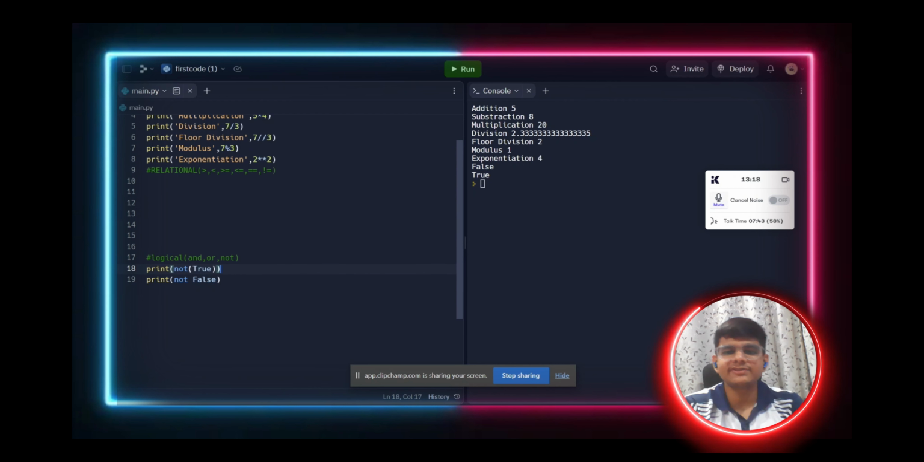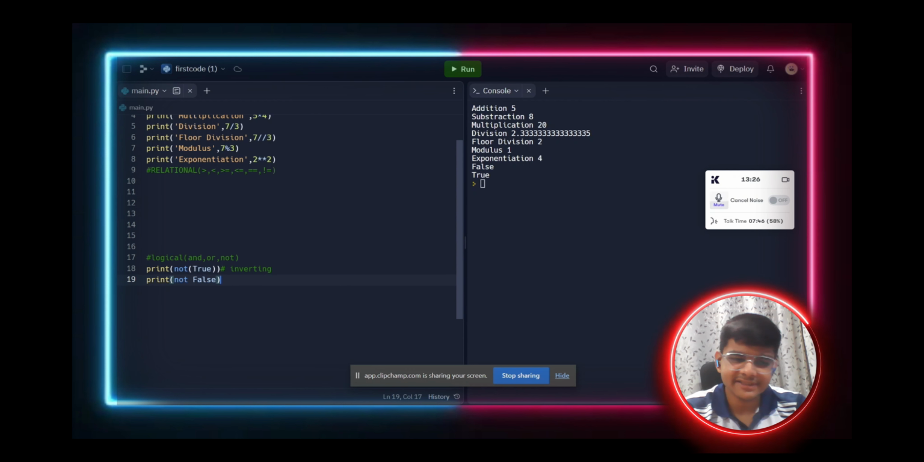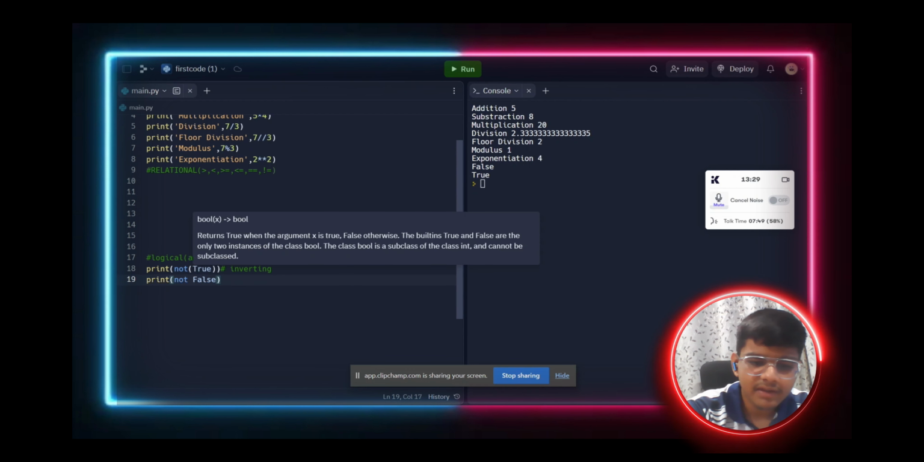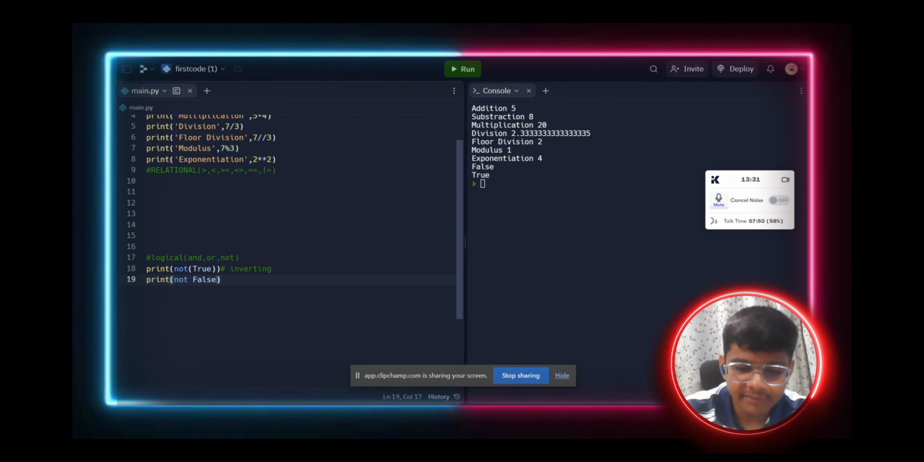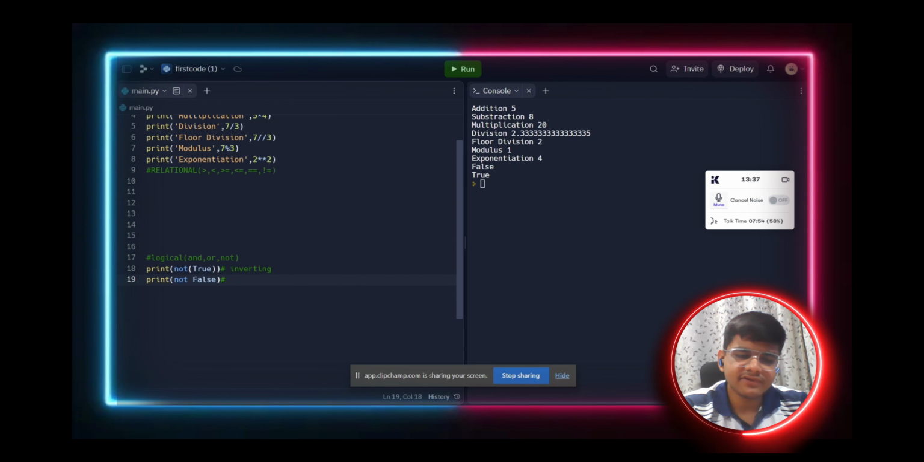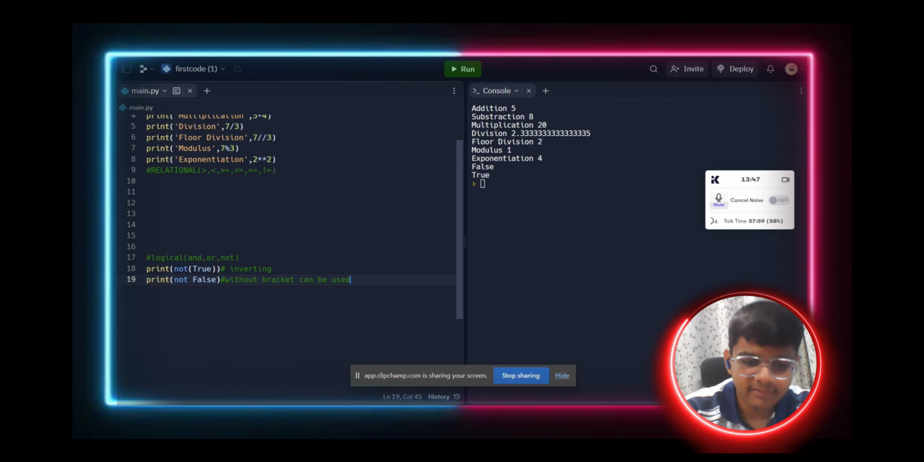So what is it doing? It is just inverting what we have given as input. If the input is true, not true means false, not false means true. It is just inverting. So I will comment it out here: it is inverting. The second thing you can observe here is that in the first instruction I have given brackets to true, and in the second I have not given any brackets to false. That demonstrates that we can use it without brackets. So that's all for this session.